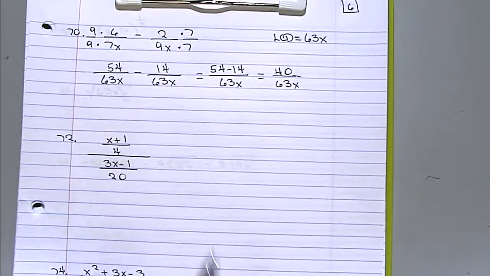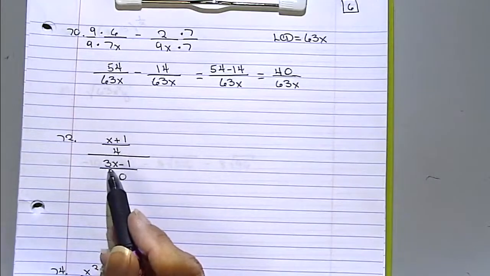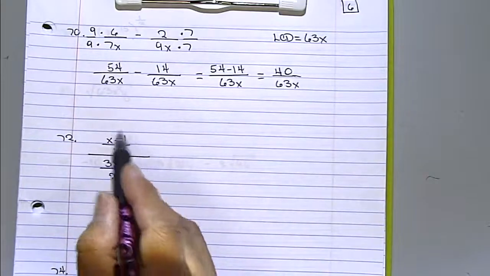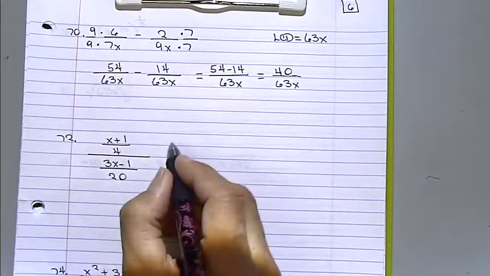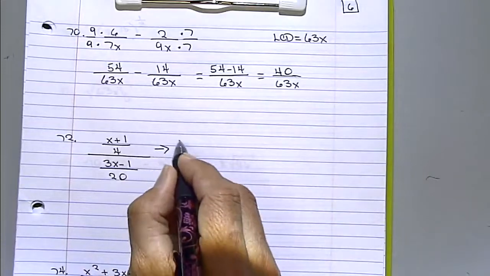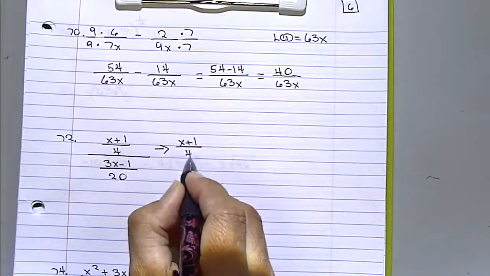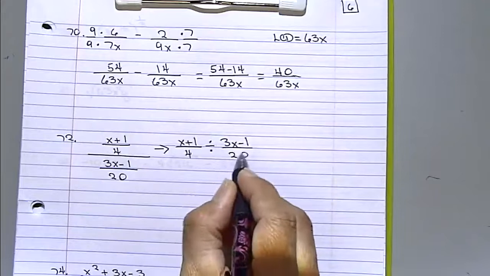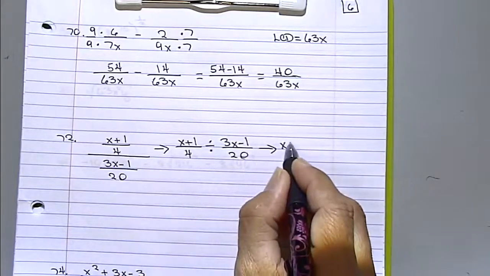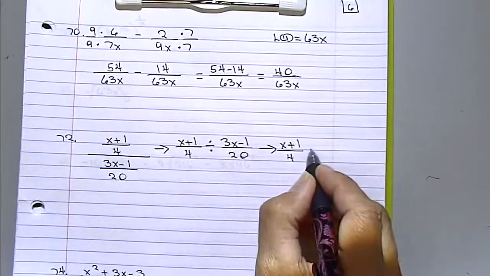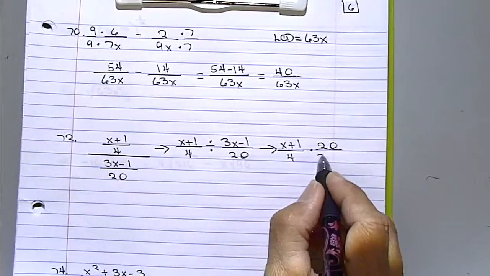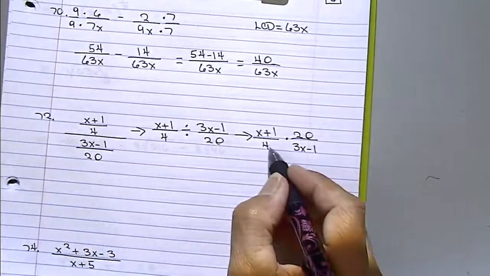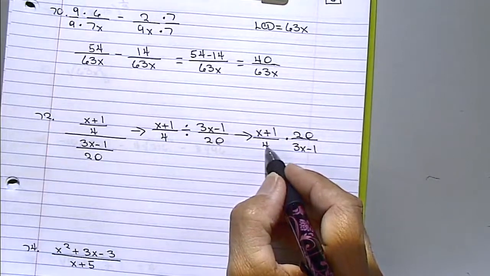Okay, take a look at this one. Now this one, there's 2 ways to solve it, but there's one way that I think this class agreed was the easiest, so I'm going to go there. I'm going to say this is a fraction divided by a fraction. In other words, this could be written as x plus 1 over 4 divided by 3x minus 1 over 20, which I would change to multiplication by the reciprocal. Now, I can do some reducing, can't I?